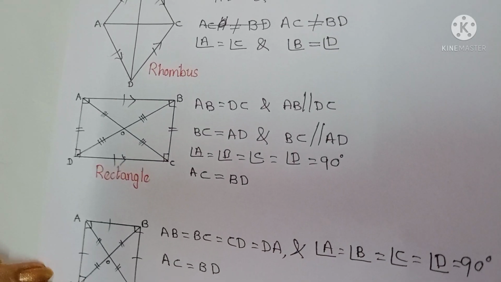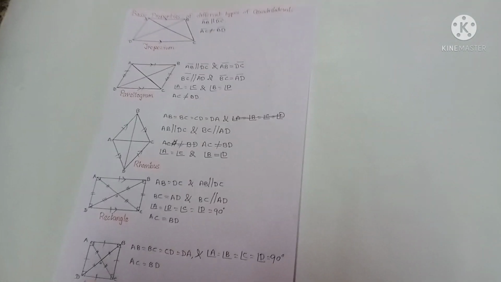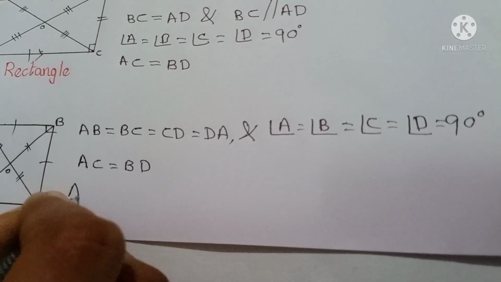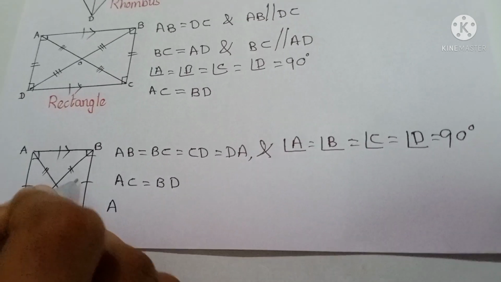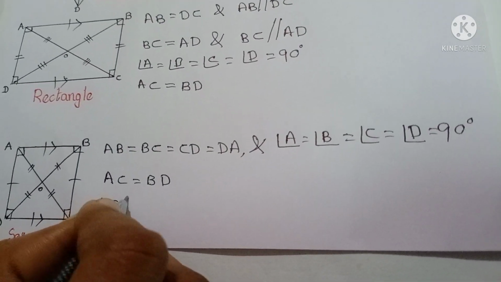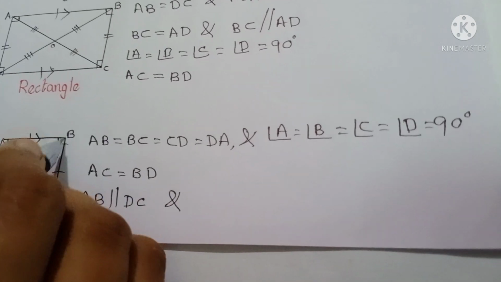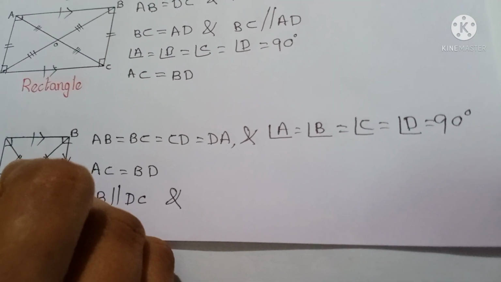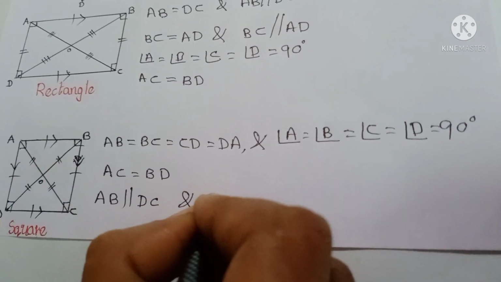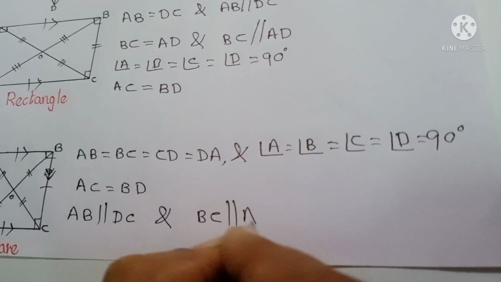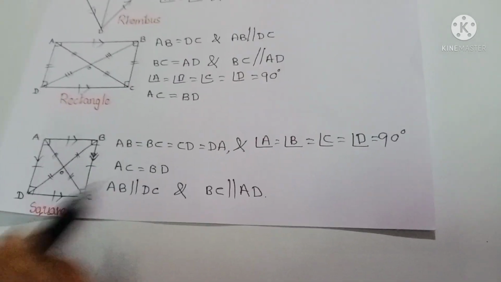Also, two pairs of opposite sides are parallel. AB is parallel to DC and BC is parallel to AD. These are the basic properties of a square.